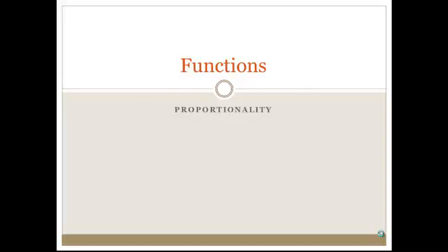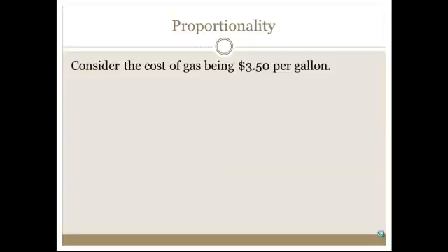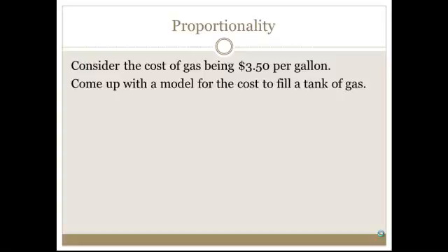In this video, we will understand the idea of proportionality. Consider the cost of gas being $3.50 per gallon. Let's come up with a model for the cost to fill a tank of gas. Since we only know the cost per gallon, we need to know how many gallons we're getting.